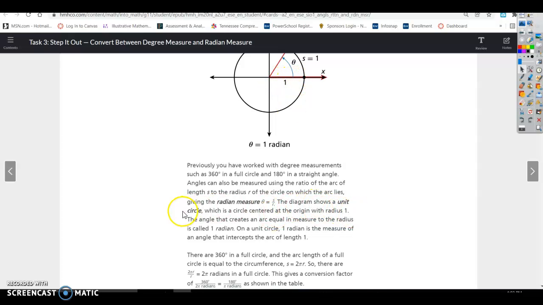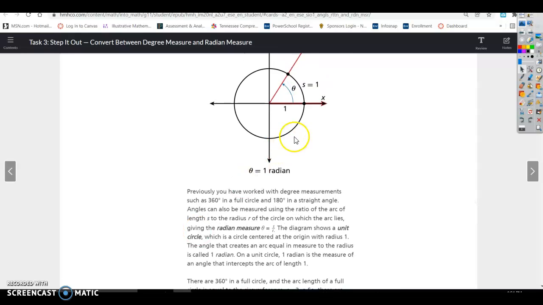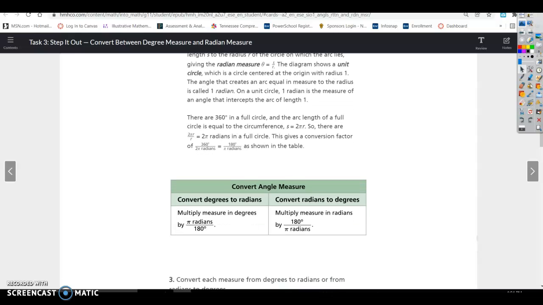The diagram shows a unit circle, which is a circle centered at the origin with radius 1. And you will hear the term unit circle a lot in trigonometry, and the unit circle always has a radius of 1. That's important to know. The angle that creates an arc equal in measure to the radius is called 1 radian. On a unit circle, 1 radian is the measure of an angle that intercepts the arc of length 1. And again, that's indicated up here with a radius of 1 and the arc length of 1. So that would represent 1 radian.